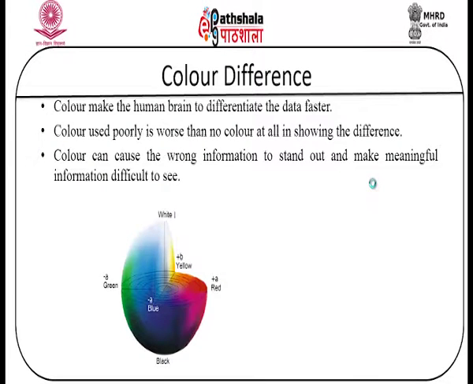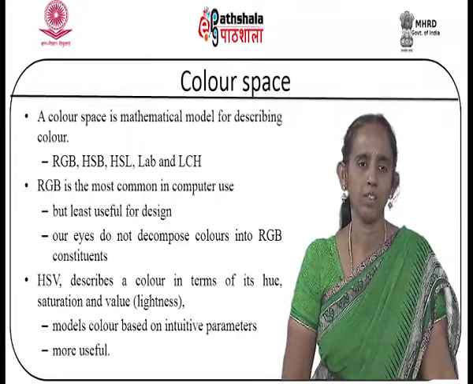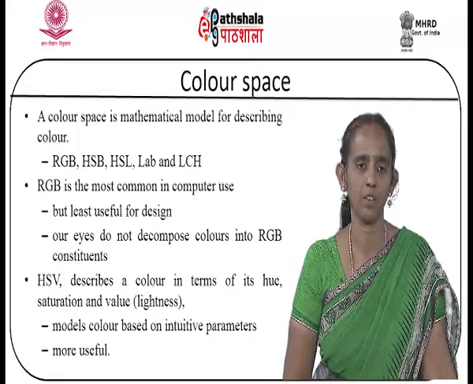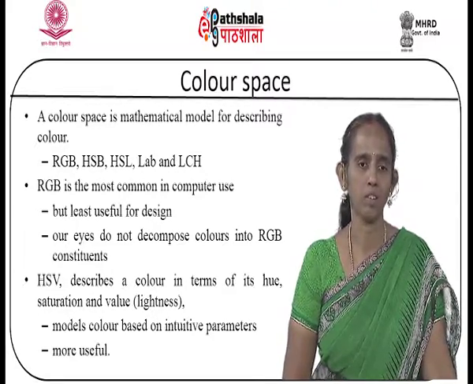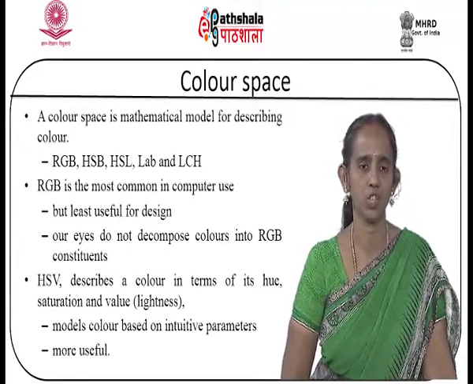Next, the color difference. Color makes the human brain differentiate the data faster. Color used poorly is worse, and no color at all will help in showing the differences between perception. Color can cause the wrong information to stand out and make meaningful information difficult to perceive. There are various color spaces available. They are also represented in the form of mathematical models, which are helpful for describing color information. Some of the mathematical models for representing color are RGB, HSB, HSL, LAB and LCH.